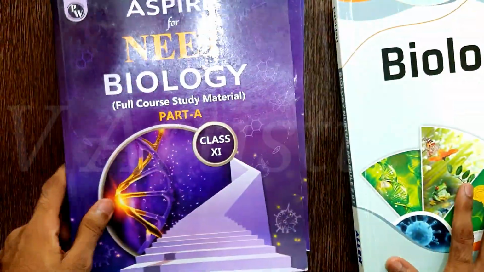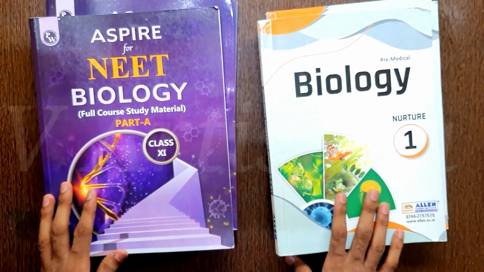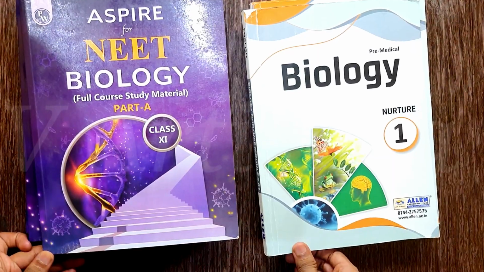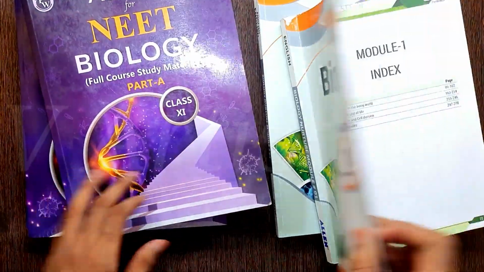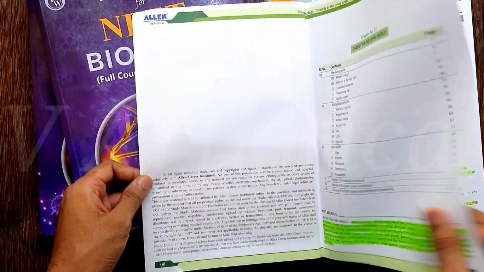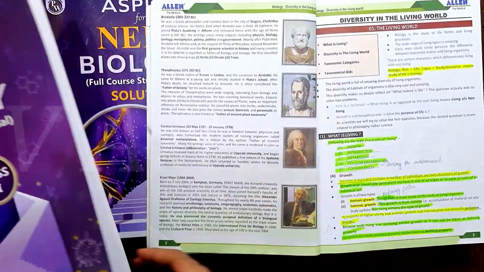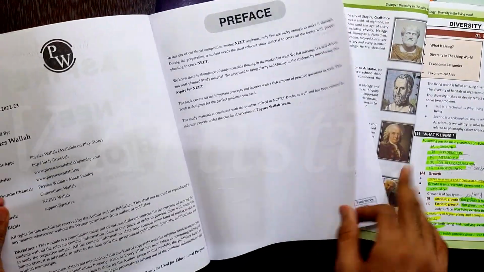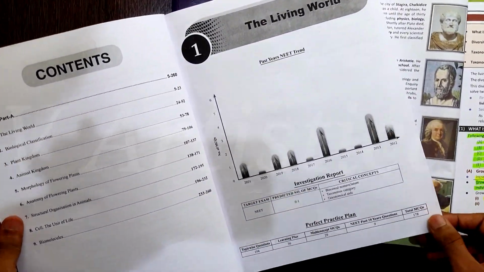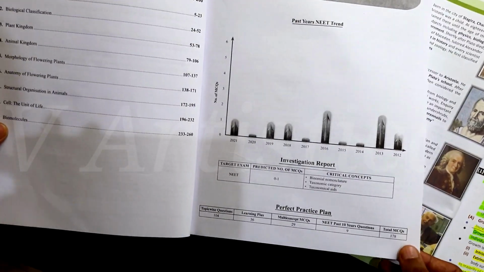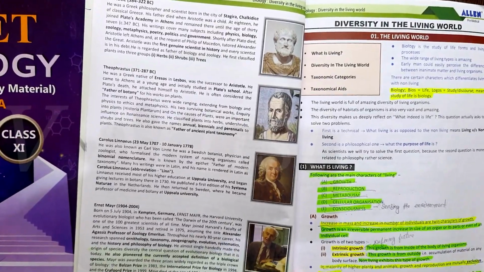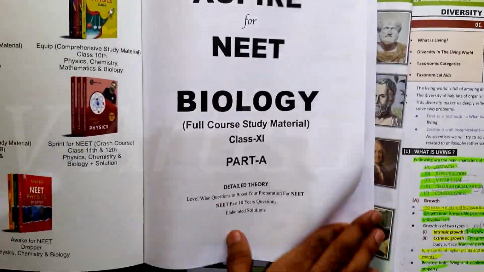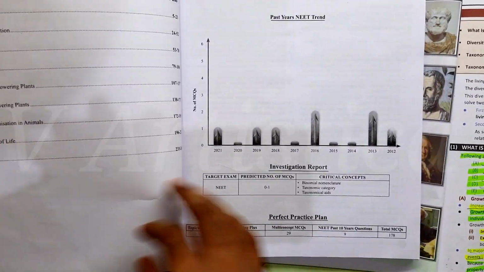Now guys, we will take a quick comparison of both the modules. So this is the cover page of both the study material. This is the starting page of LN and this is the starting page of PW study material. In LN study material we get colorful pages, whereas in PW study material we get black and white pages.